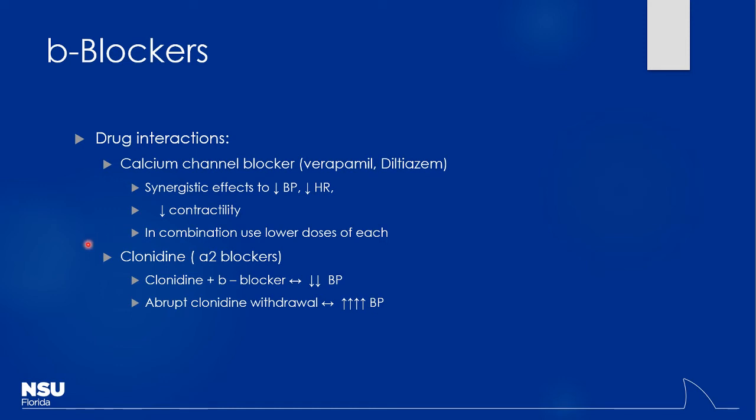The drug clonidine, we'll talk about this later on. This is actually going to be an alpha 2. This is actually, it should say agonist instead of blocker, so that's incorrect. We'll talk about this drug later on. But again, synergistic effects here with other antihypertensive drugs, you're going to find hypotension is going to be a risk when you're combining these together. Okay.